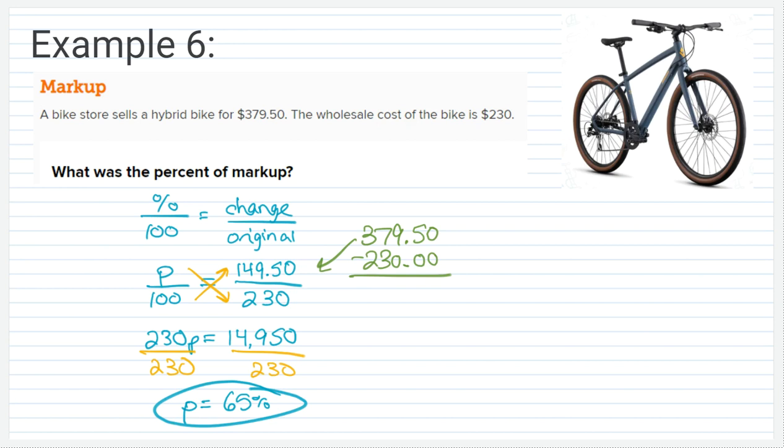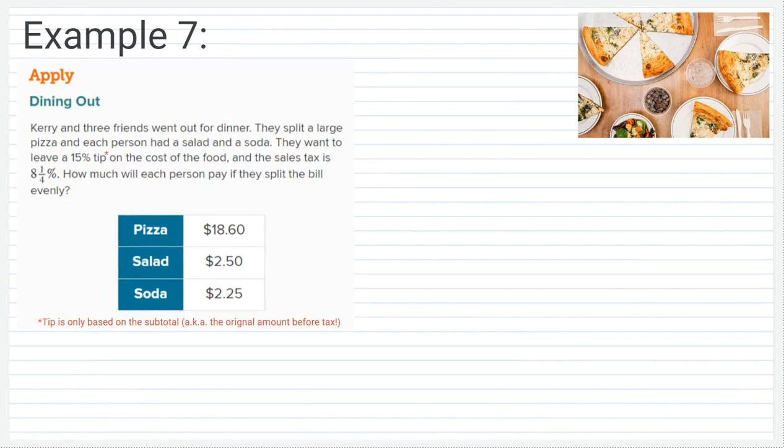All right, so that's it for those two examples on finding the percent of markup. These next two examples are going to be more complicated examples involving tips and markups. So let's take a look at this first one. In this one, it says Carrie and 3 friends went out for dinner. They split a large pizza and each person had a salad and a soda. They want to leave a 15% tip on the cost of the food, and the sales tax is 8.25%. How much will each person pay if they split the bill evenly?